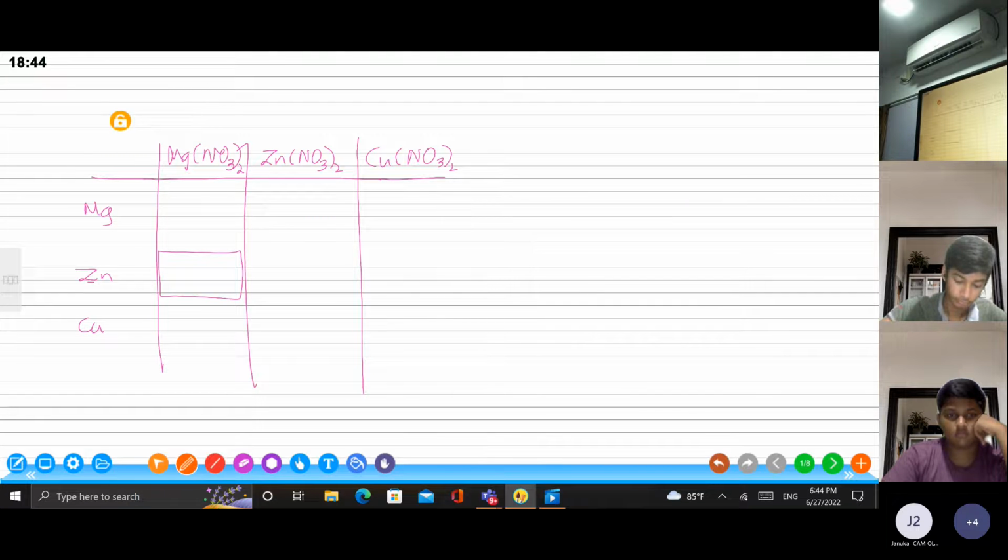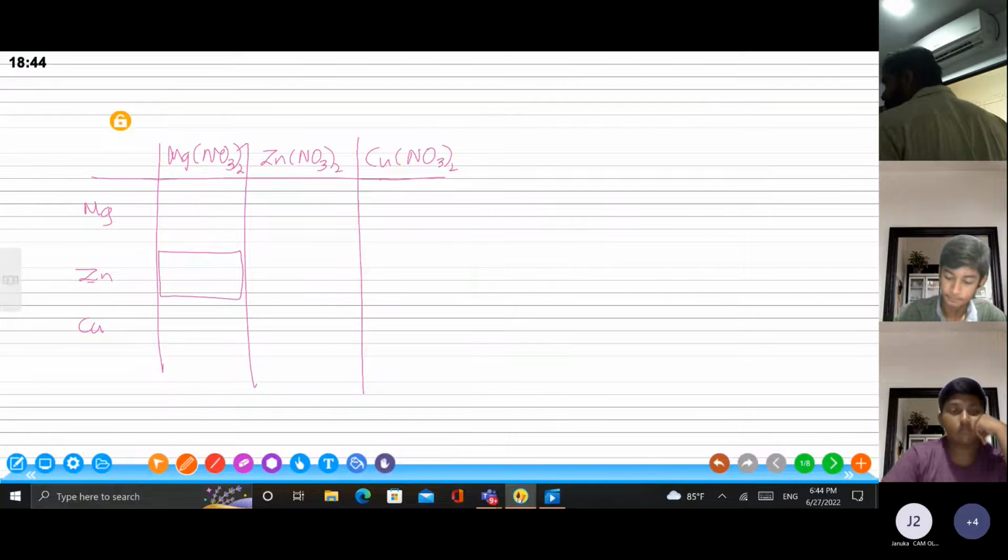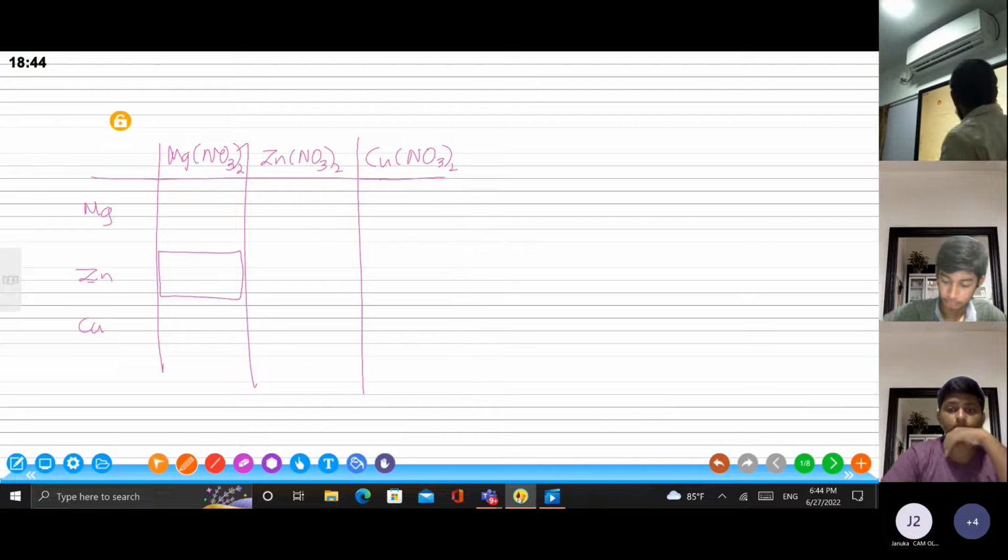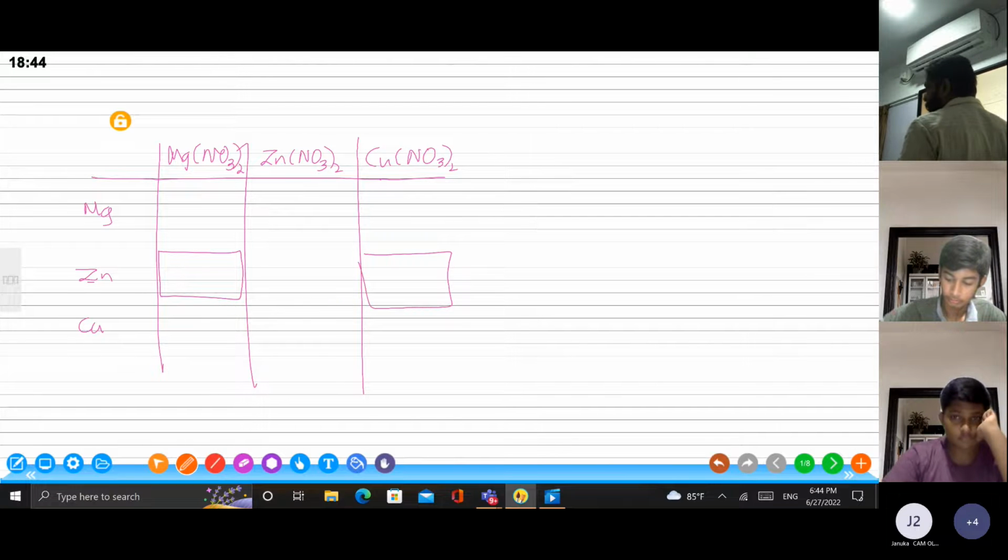You put a piece of zinc metal into magnesium nitrate solution and see whether there is a color change. If there is a color change, that means your zinc is going to displace magnesium from the solution. If there is no color change, that means zinc is unable to displace magnesium from its solution. Right? Again, then put zinc down in a copper nitrate.